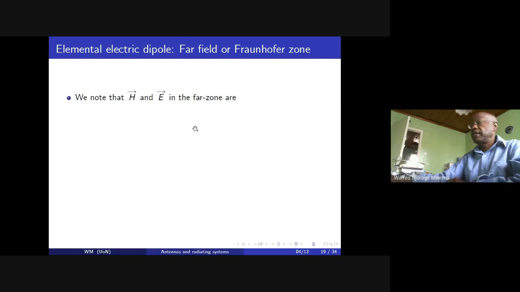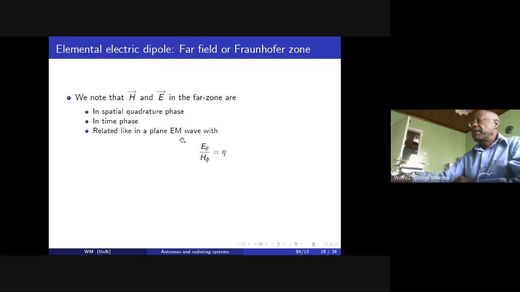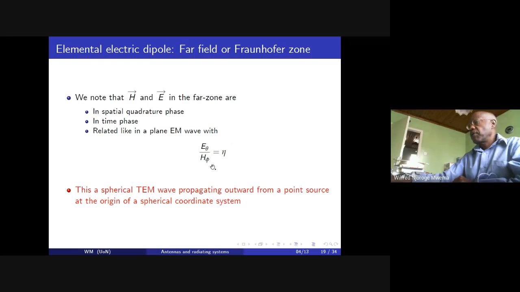So this is what we have said. We can say that H and E are in spatial quadrature phase, that is, they are at 90 degrees from each other. They are in time phase because both of them are multiplied by j anyway, and related like in the plane EM wave with E theta by H phi equal to eta, and recall that eta is the intrinsic impedance of the medium that surrounds the current element. So this is called a spherical TEM wave, and it propagates outward from a point source at the origin of a spherical coordinate system along the radius from that point. That is, radially propagating outward.